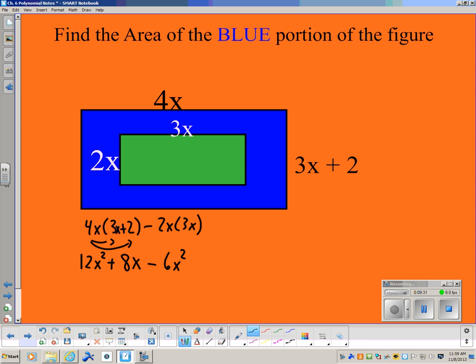So now we can just combine our like terms here. We've got our x squared terms here. 12x squared minus 6x squared gives us 6x squared. And then we still have that plus 8x there left. So that ends up being the area of the blue portion.